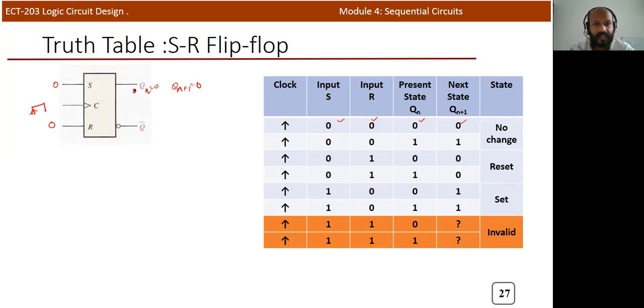For example, I will consider another case. Initial inputs 0, 0, and the present state Qn is 1, and after applying the clock pulse, Qn plus 1 will be equal to 1. So if the SR inputs are 0, 0, the present state can be 1, and the next state is exactly the same. So there is no change in the output. We can call it no change. Now we'll discuss another possibility.